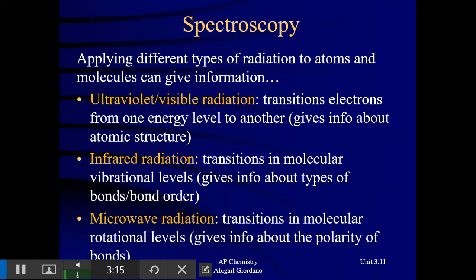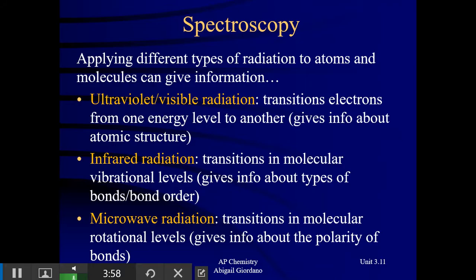The third type that the AP exam looks at is microwave radiation. And again, that is not going to cause electrons to jump from energy level to energy level. That's unique to ultraviolet and visible light. It doesn't cause the atoms and molecules to vibrate, but it does cause them to rotate in certain ways. And what that gives us information about is not atomic structure, it's not about the bond order, but it gives us information about the polarity of those bonds. Based on how the atoms rotate, it gives us information about the polarity.